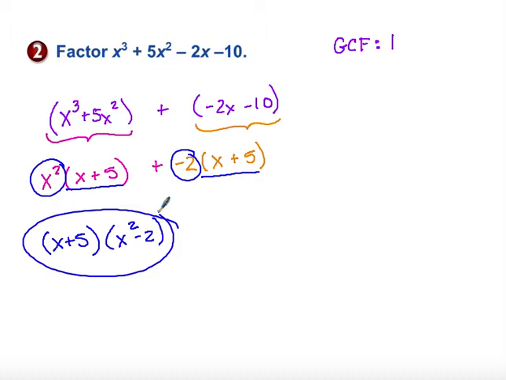Now, what's nice about these, if you want to go ahead and FOIL that back out and check it, you should get what you started with, because factoring is division and then FOILing is multiplication, and it will take you right back to our starting point.